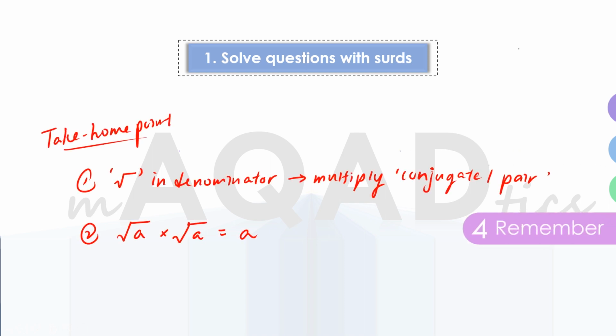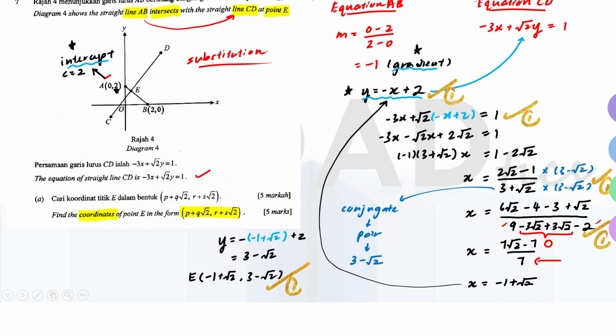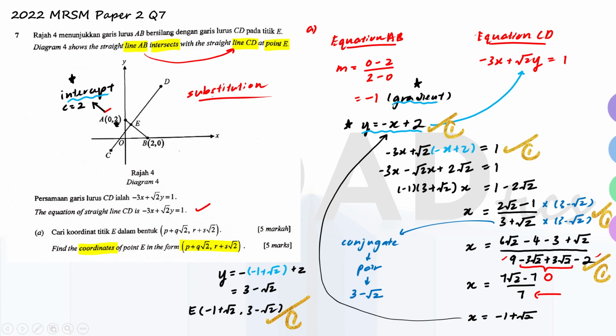And here are the take-home points. So if we see square root in the denominator, we need to multiply the conjugate or its pair in the numerator and the denominator to eliminate the square root. And when we multiply surds with the same value, we will just remove the square root. So here's the answer scheme of this question, and hopefully you have learned something new from this video.